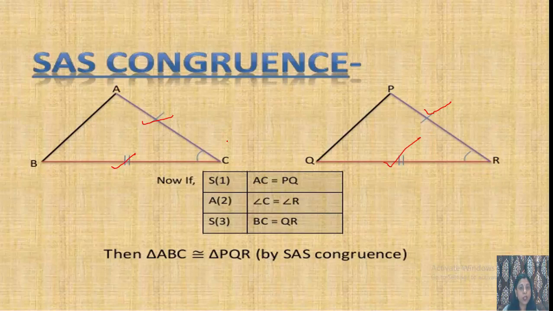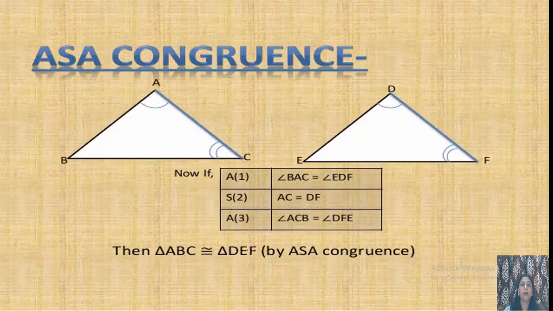दो साइड्स इक्वल और देखिए उनके बीच का एक एंगल भी इक्वल गिवन है. एंगल C is equal to angle R. Therefore, this triangle ABC is congruent to triangle PQR by SAS congruency.